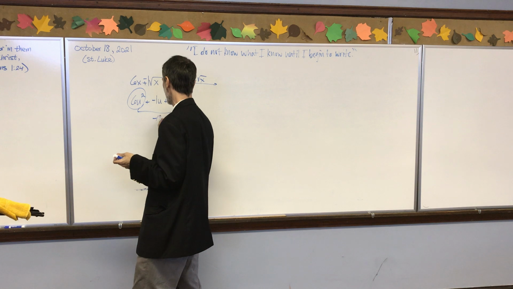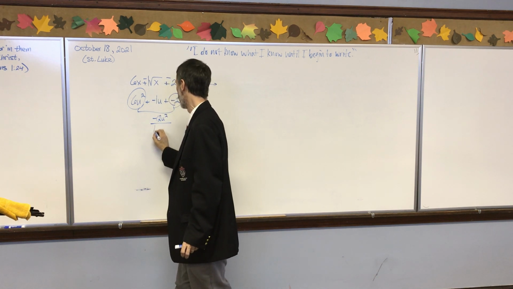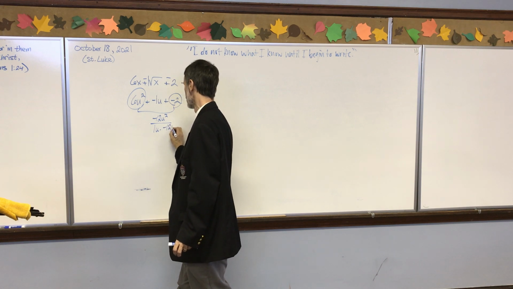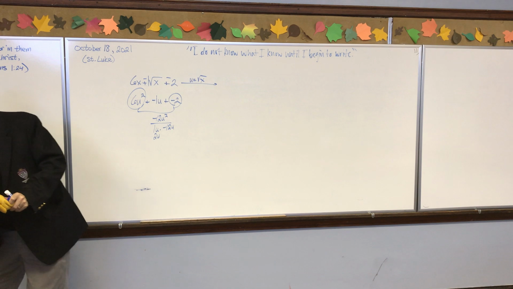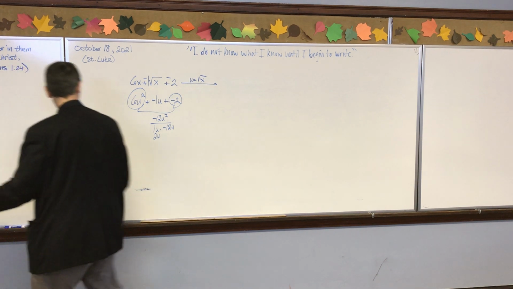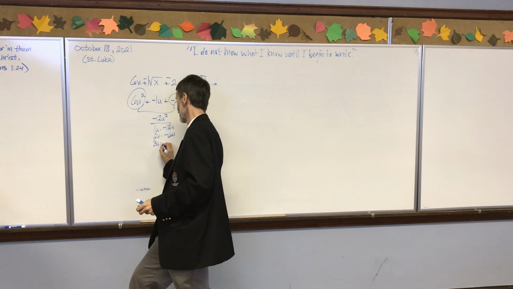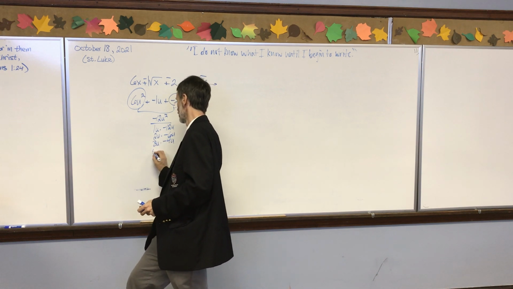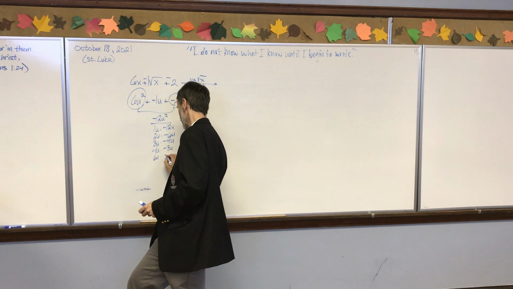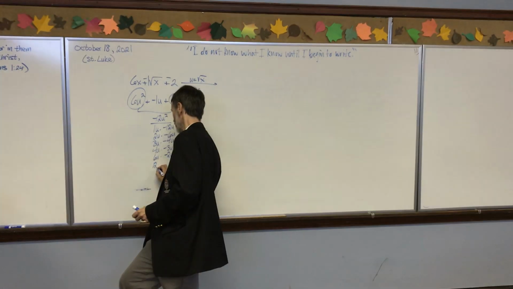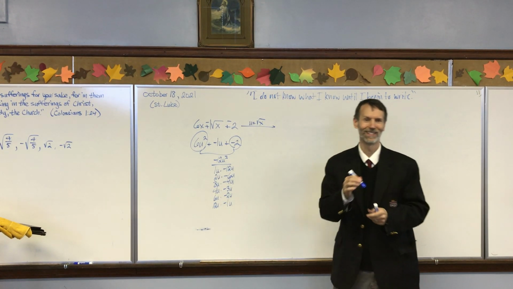This becomes negative 12u squared. And I'm going to list all the pairs. 1u times negative 12u. 2u times negative 6u. 3u times negative 4u. 4u times negative 3u. 6u times negative 2u. And 12u times negative 1u.